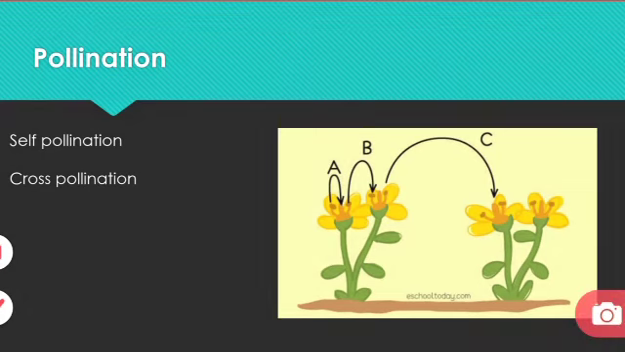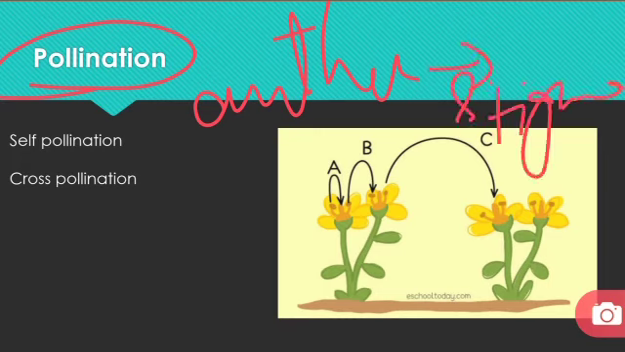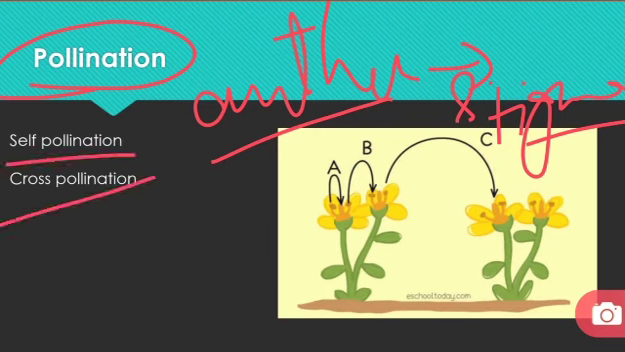Then coming to the next slide, pollination. As we have studied in your previous classes, pollination means what? Transfer of pollen from anther to the stigma of another flower or of the same flower. So here we can see the pollination can be of two types: self-pollination, cross-pollination.